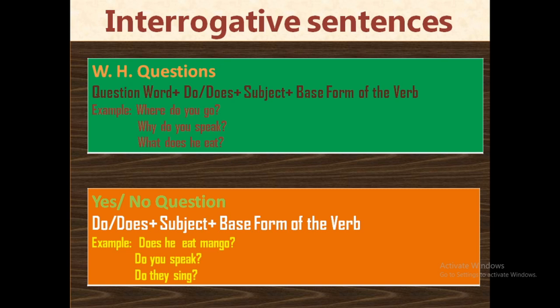And when we come to yes or no question, the structure for the simple present tense is do or does plus subject plus base form of the verb. Examples, does he eat mango? Do you speak? Do they sing?